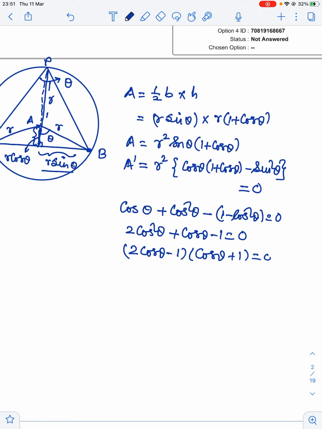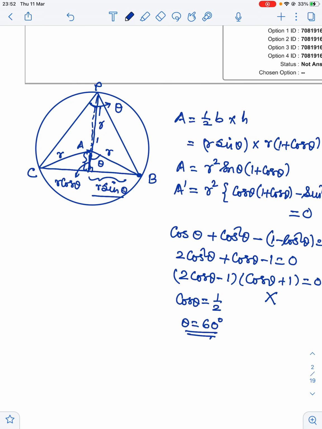As the triangle is constructed, this option is obviously not possible: cos theta equal to minus 1 is not possible. Hence the only option possible is cos theta equal to half, and theta is thus equal to 60 degrees.